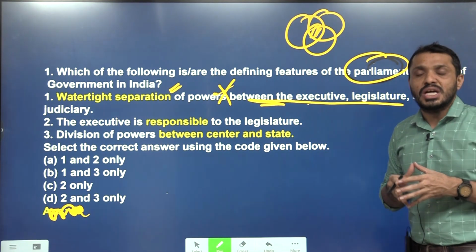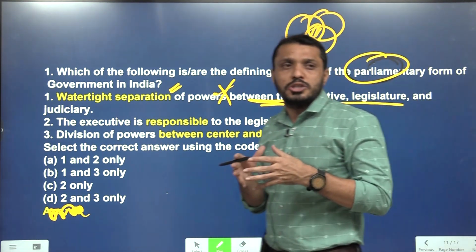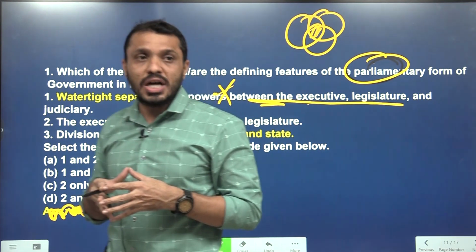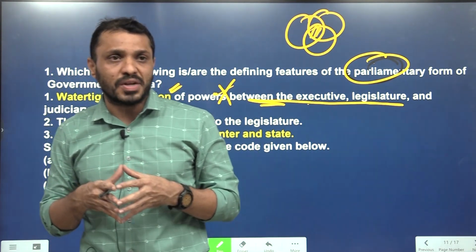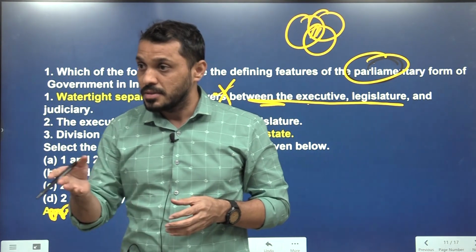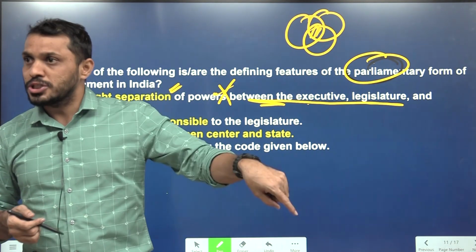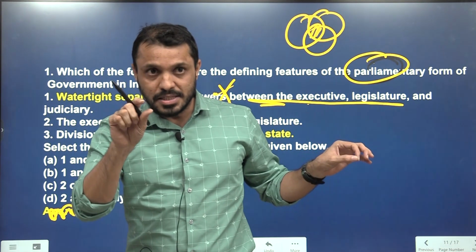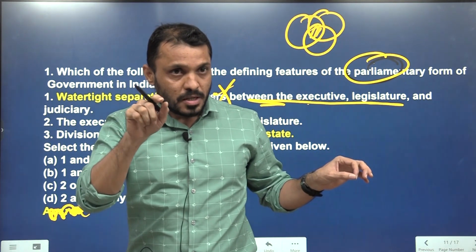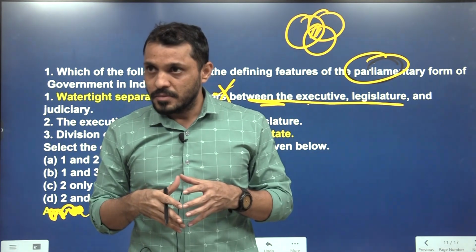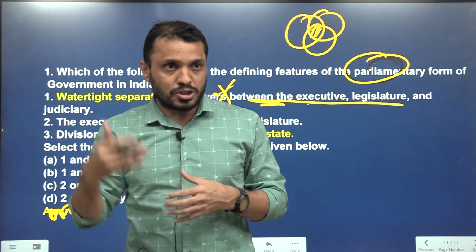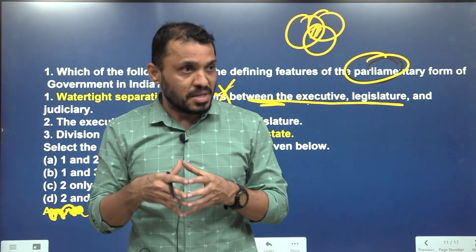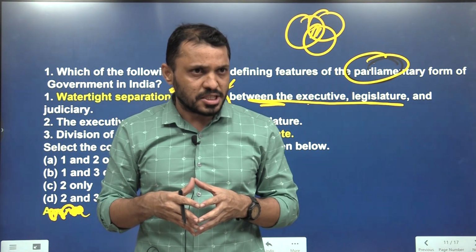Which article says that there is a close relation between the legislature and executive? Which article of the Indian Constitution is the best example for the parliamentary form of government? It was a question in 2022 prelims. Not exactly verbatim, but they gave article numbers and asked which of the following articles best reflect the parliamentary form of government.